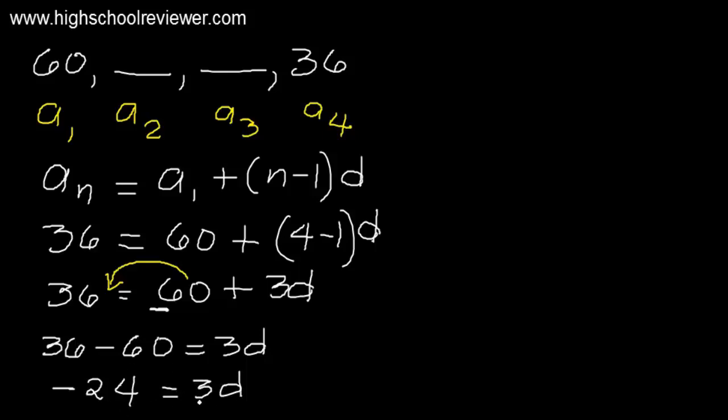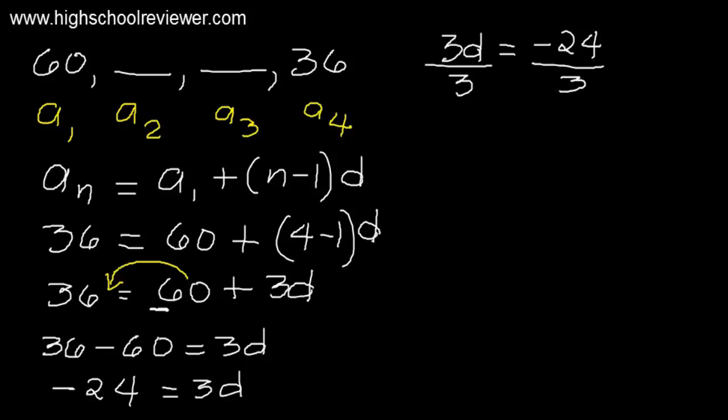So we can rearrange this. So we can put positive 3D here on the left and negative 24 on the right. And to find the value of D, we need to cancel out 3. So divide both sides of the equation by 3.